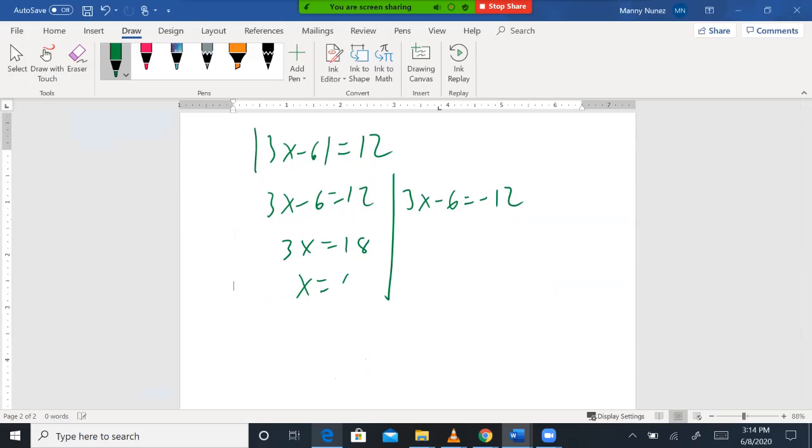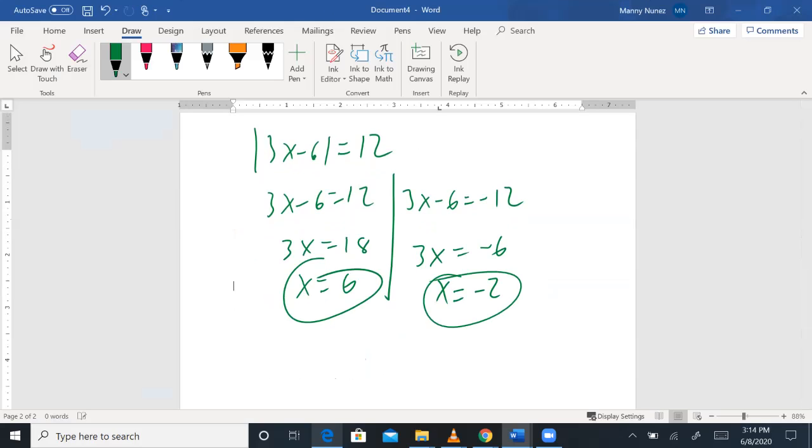Divide by 3, it's 6. And then the other one, 3x equals -6. X, therefore, is -2. Voila, that's it. All there is to it here. Okay, should cover that there.